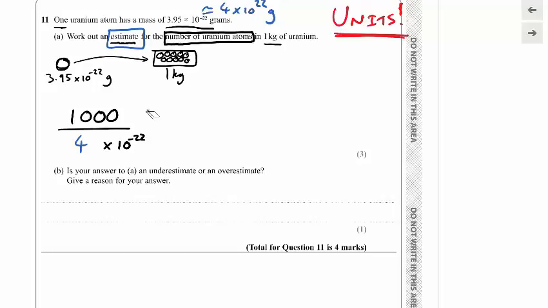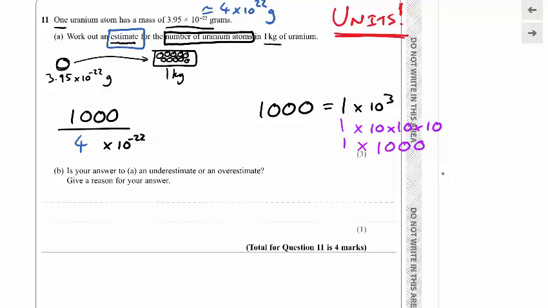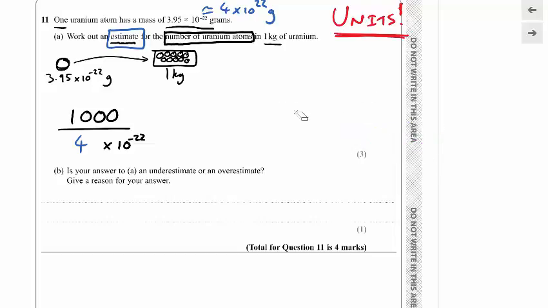So what is 1,000 in standard form? Well, are you happy it's just 1 times 10 to the 3, right? Because 10 to the 3 just simply means 10 times 10 times 10, 10 multiplied by itself 3 times. And I've still got the 1. So it's 1 times 10 times 10 times 10. So what's 10 times 10 times 10? It's just 1,000, right? So I've just got 1 times 1,000, which is just 1,000. So it's just 1 times 10 to the 3. All right. So I've now converted it into standard form.